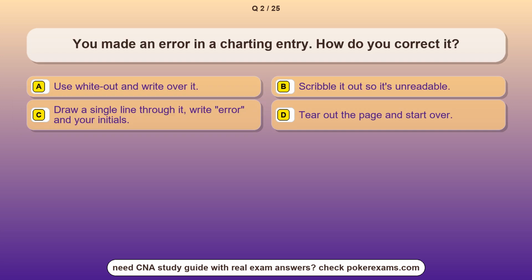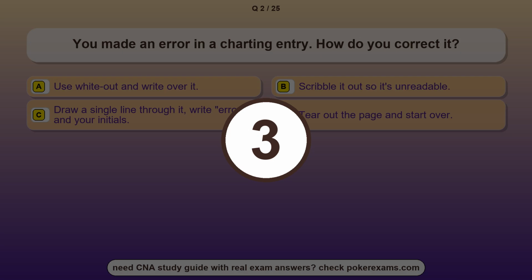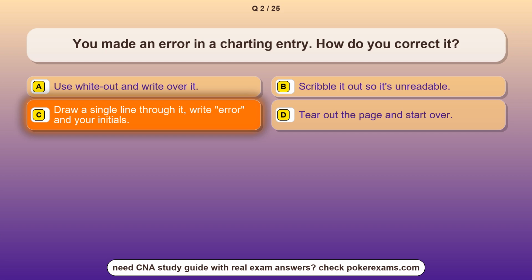Question 2. You made an error in a charting entry. How do you correct it? Option A, use white-out and write over it. Option B, scribble it out so it's unreadable. Option C, draw a single line through it, write error and your initials. Option D, tear out the page and start over. The correct answer is option C, draw a single line through it, write error and your initials.